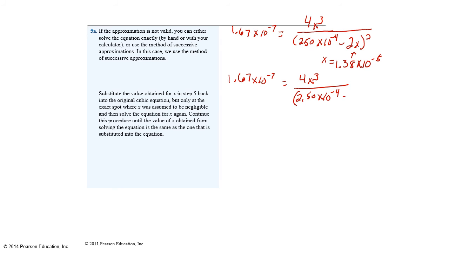I am going to spare you some of the details of solving this. Okay, so once we do that, we find that x is 1.27 times 10 to the minus fifth. So it's a little bit smaller than what we had originally found for x. It should be a little bit closer.